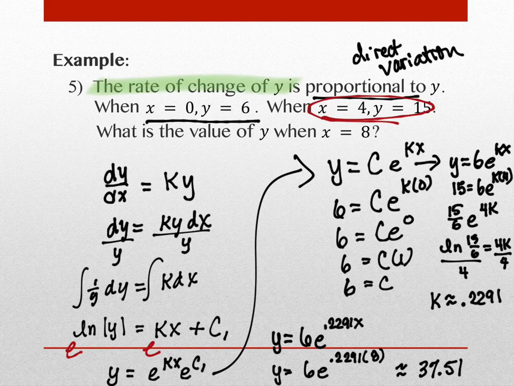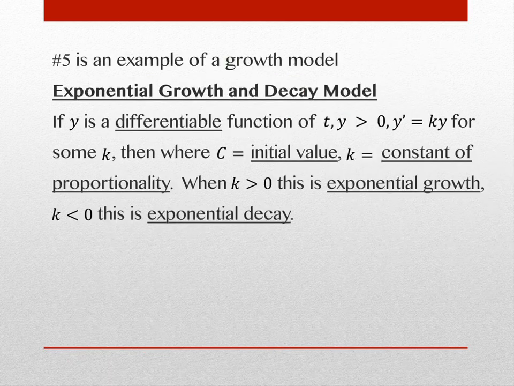Okay, the last part that we have in this lesson is talking about what growth and decay are in terms of what we've been working with. And so number 5, the one we just did, is an example of a growth model. The reason it's a growth model is because the value that we found for k is greater than 0. If the value is positive, we have a growth model. If the value is negative, we have a decay model. And this is what we've got as our definition.